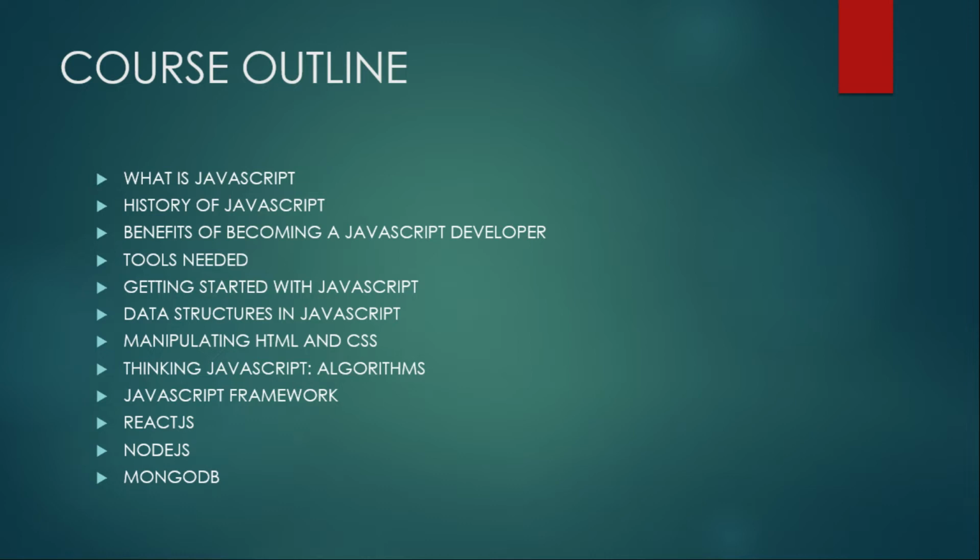Then we'll go on to look at JavaScript frameworks, the different JavaScript frameworks. Then after them, we'll now treat selected libraries such as React JS. And after that, we'll look at Node.js. Then we'll round the course up with MongoDB. For this course, as we go along, we're going to be building projects. So now, what is JavaScript?